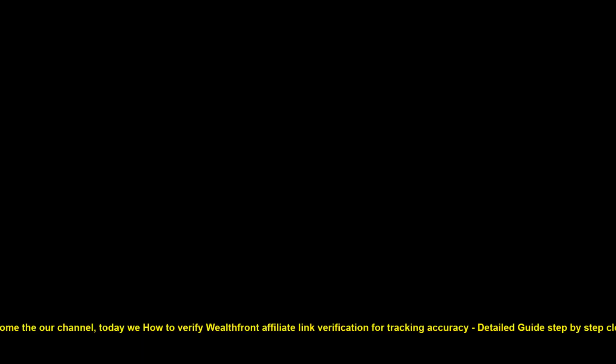To verify Wealthfront affiliate link verification for tracking accuracy, start by logging into your Wealthfront affiliate dashboard. Locate the section that displays your affiliate links. Copy the affiliate link you wish to verify. Open a new tab in your web browser. Paste the affiliate link into the address bar and press enter.